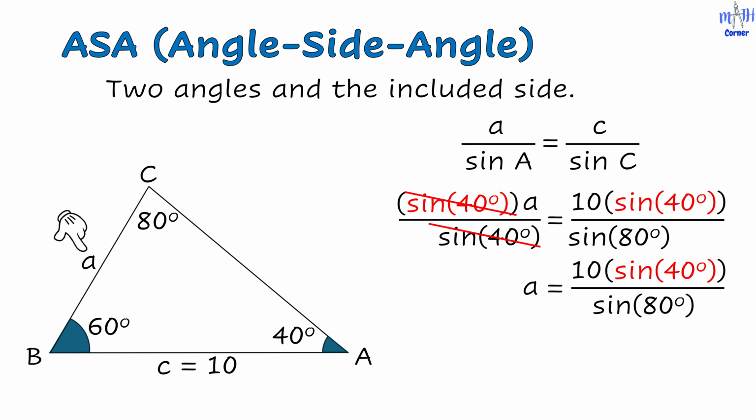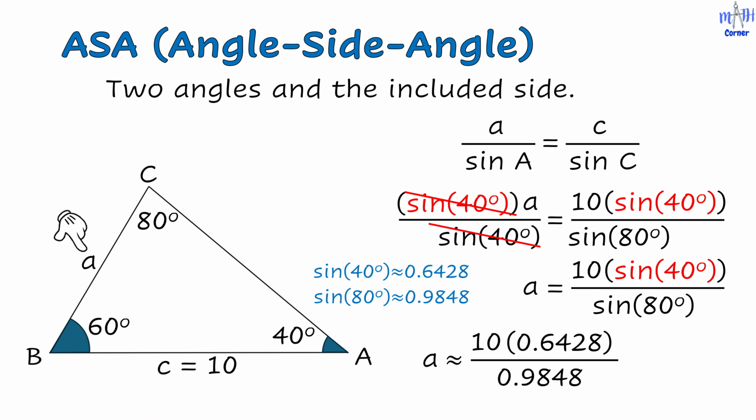Using your calculator, sine 40 degrees is approximately equal to 0.6428, and sine 80 degrees is approximately equal to 0.9848. a is approximately equal to 10 times 0.6428 over 0.9848. a is approximately equal to 6.53 units.